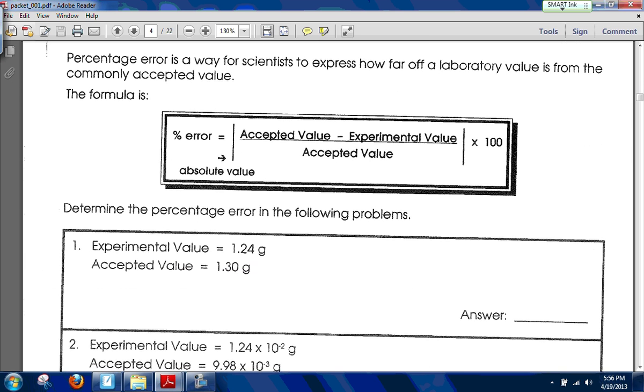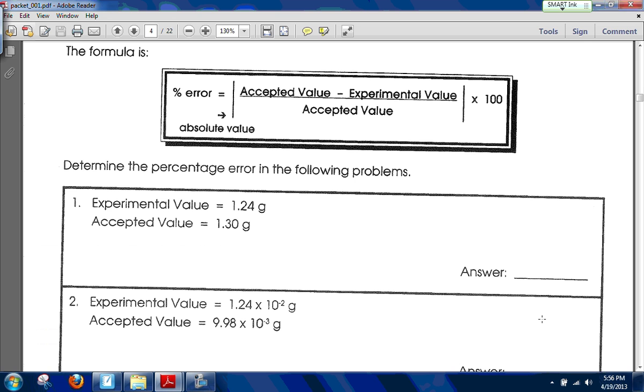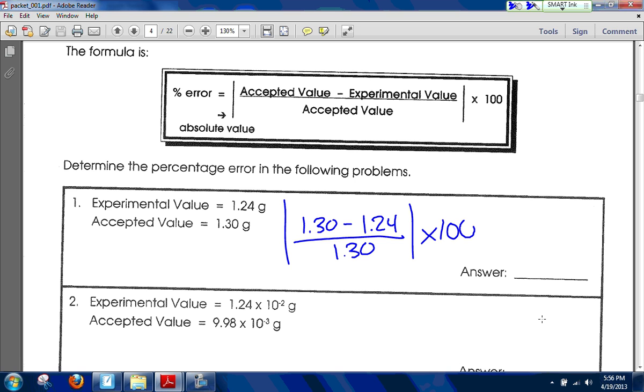Percentage error. Now this is one we haven't used very often, but it's just a formula you plug in. You have an experimental value and an accepted value. You plug it into the formula. Okay? So the percent error is accepted value minus experimental value divided by accepted value times 100. Now those bars or brackets stand for absolute value. So all we're going to do is plug it in. The accepted value is 1.30 minus the experimental value, which was 1.24, divide it by 1.30, take the absolute value, meaning that you're always going to have a positive number, and multiply by 100.